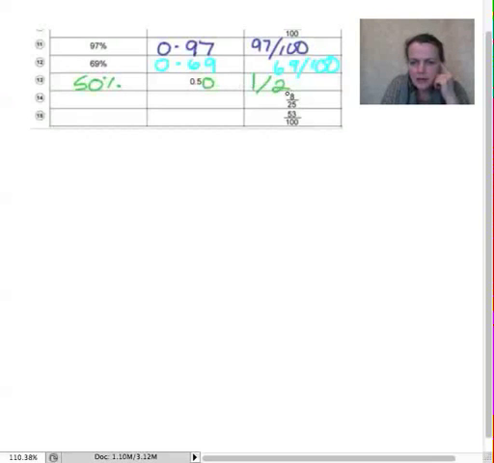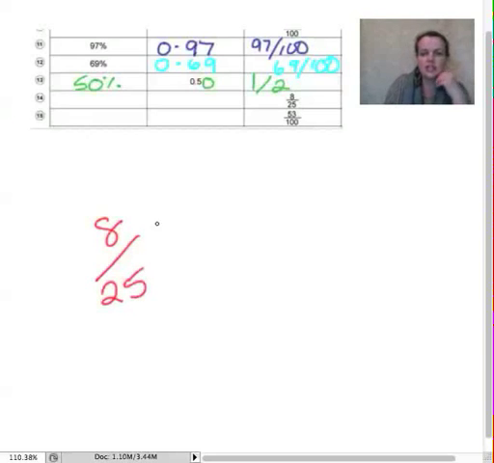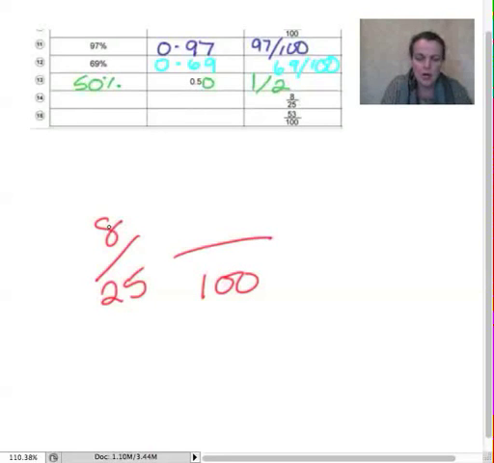Right, now, so that's 8 over 25 as a fraction. We need to make that out of 100 before we can change that into decimals and then percentages. So if I multiply the bottom by 4, that will make 100. If I multiply the bottom by 4, I multiply the top by 4. 8 times 4 is 32.